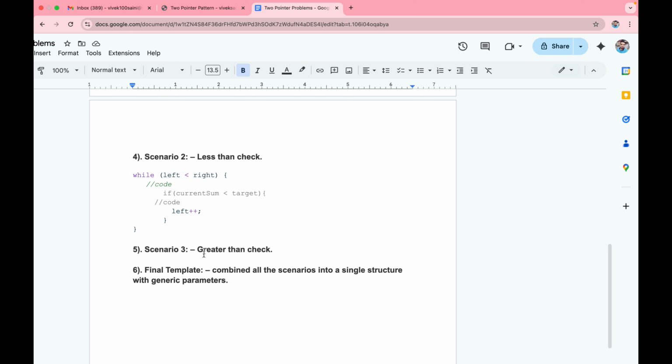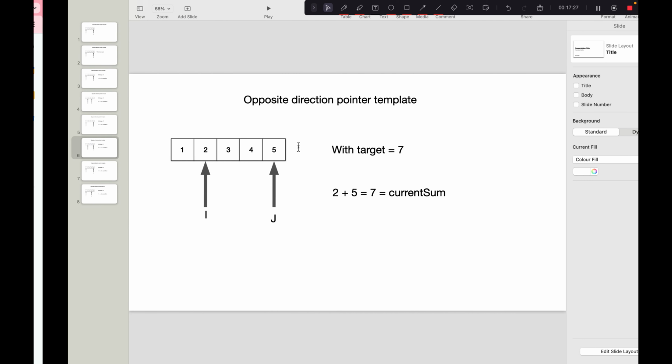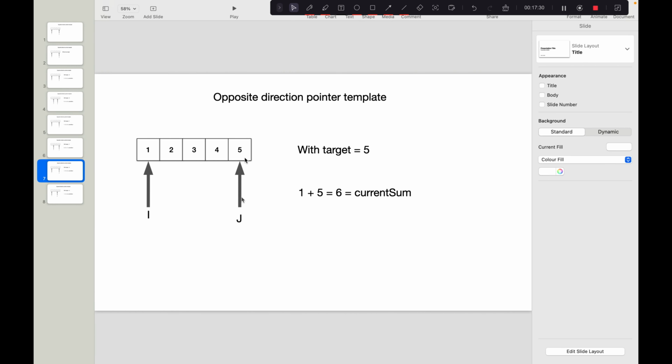Now scenario number 3, the greater than check. So let's jump to the slide. We have these pointers. We have target 5, and my target is less than the current sum. My current sum is greater than target here. So which pointer do I need to move now? Because my target is lesser, in that case I should not move my left pointer. I need to move my right pointer. So let's go to the next slide.